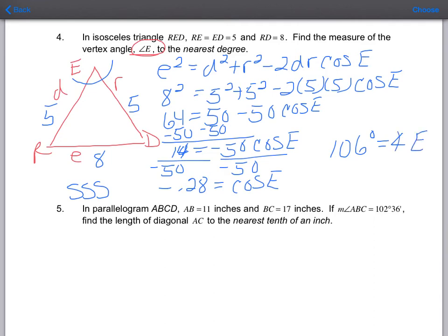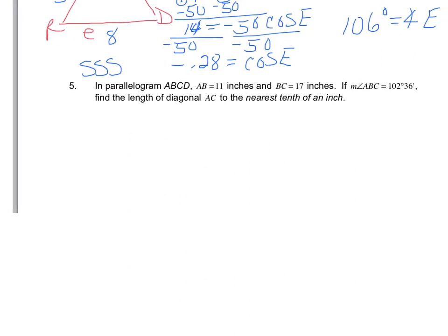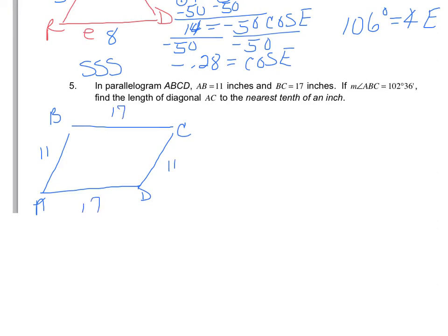Nice job. All right, let's go on to the very last question. In parallelogram ABCD, so let's see, let's draw a parallelogram. Remember, a parallelogram looks like a rectangle. It's just on a slant a little bit. Okay, so we have A, B, C, and D. A to B is 11. So opposite sides of a parallelogram are congruent. B to C is 17. So this guy's 17. If the measure of angle ABC is 102 degrees and 36 minutes, so that's angle B, so this is 102, 36. All right, find the length of the diagonal from A to C.